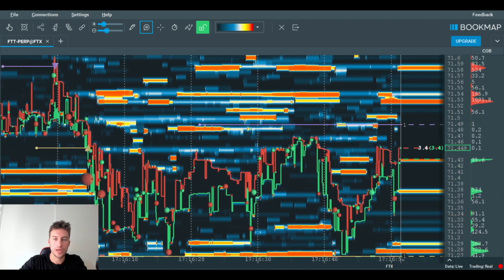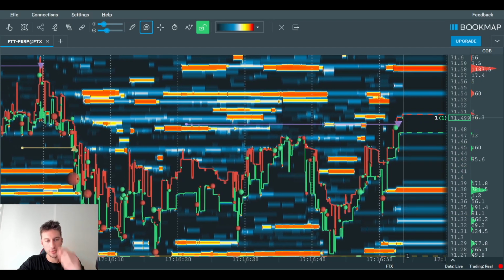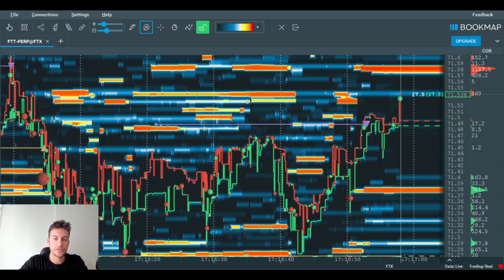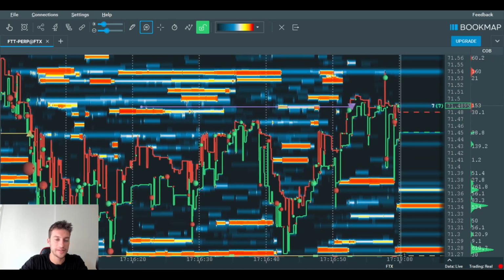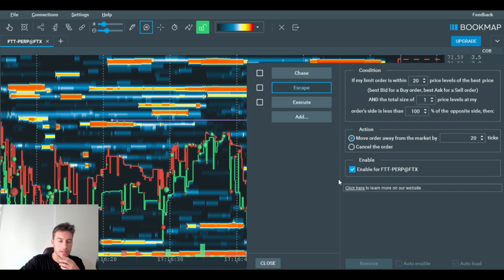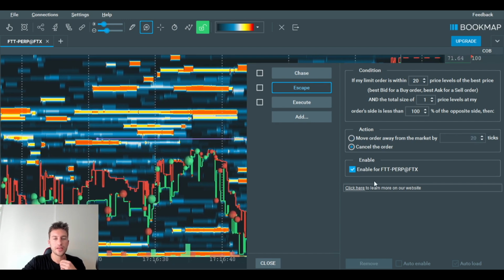Now, let me show you guys another feature that I think is pretty cool. Oh, so it just sold right there. Okay, so that's what the escape feature does. It's not really escaping right now, but that one is probably my second favorite. You can also use it to cancel the order. And this I think is probably better.